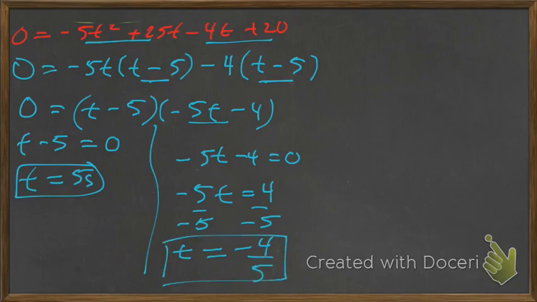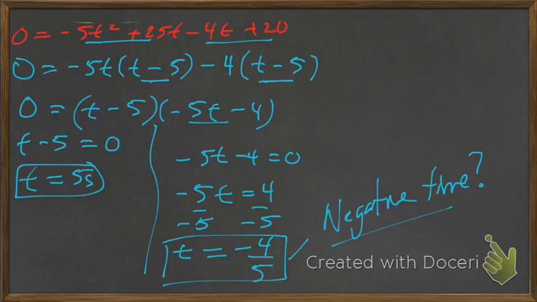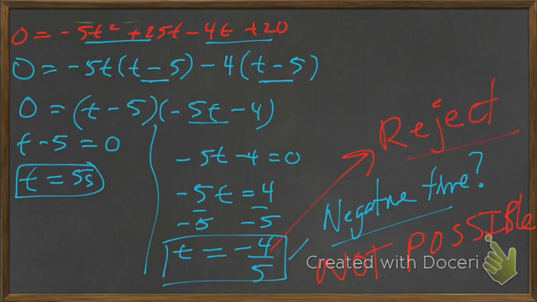So two weird things. 4 over 5 is 80% or 0.8 of a second. That's very quick. The other thing is negative time. Time cannot exist as a negative, at least based on our understanding of time. All right? And in fact, going forward in math, there's no such thing as negative time. So that's not possible. Okay? What we say is we're going to reject this answer, because negative time doesn't happen. All right? So our answer must be t equals 5 seconds.